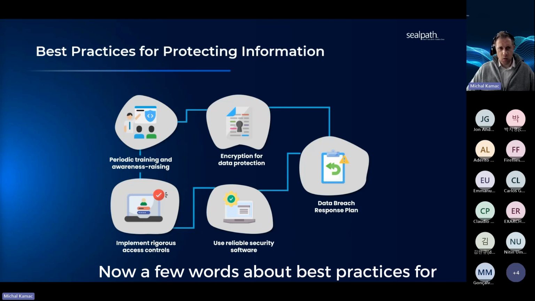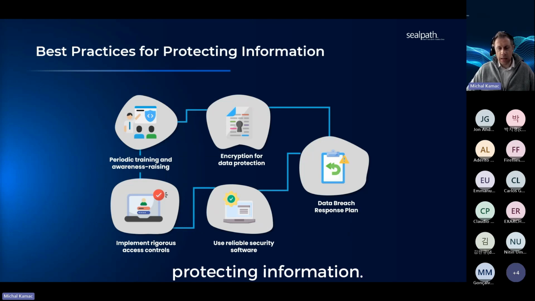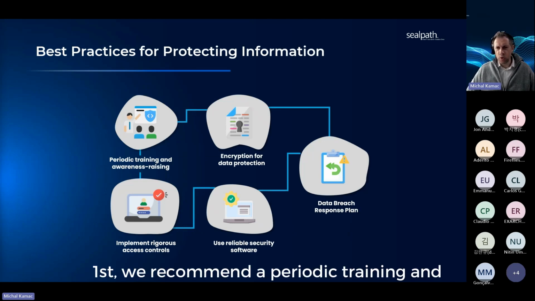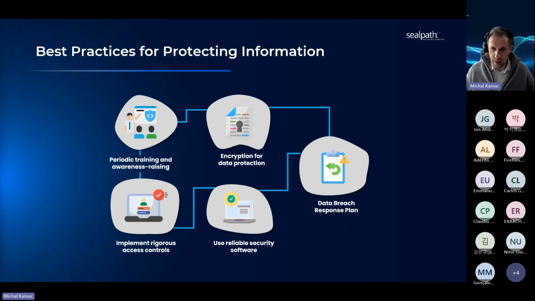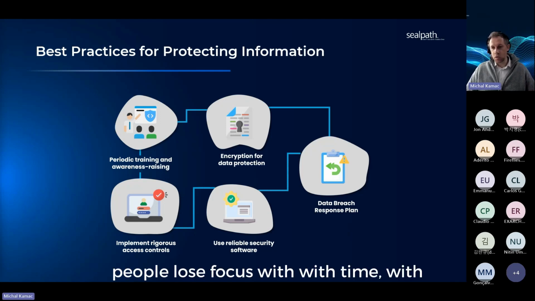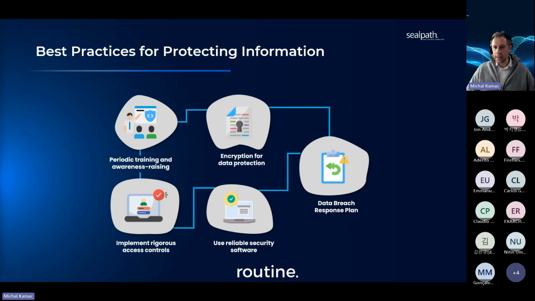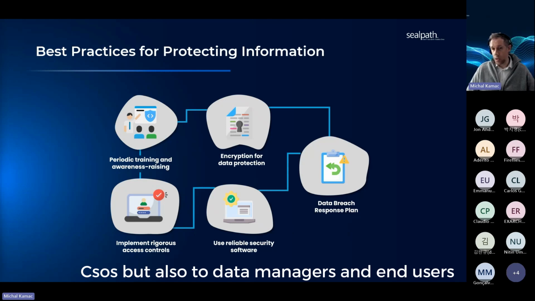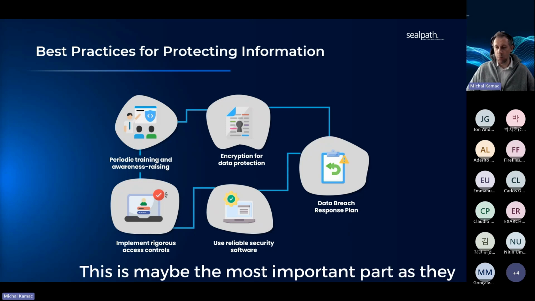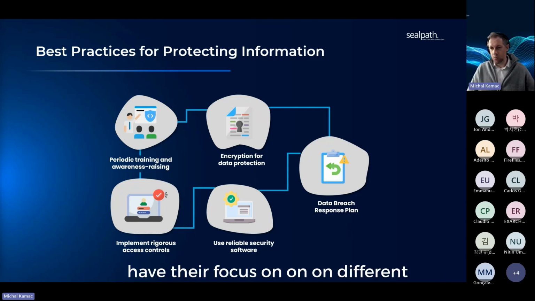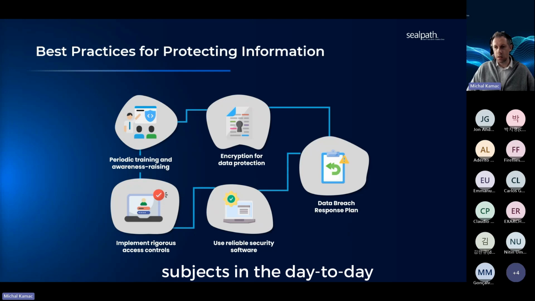Now, a few words about best practices for protecting information. First, we recommend periodic training and awareness raising. So you might be aware that people lose focus with time, with routine. So periodic training makes a lot of sense, not only for IT staff, CISOs, but also for data managers and end users, or mainly for end users. This is maybe the most important part, as they have their focus on different subjects in the day-to-day.